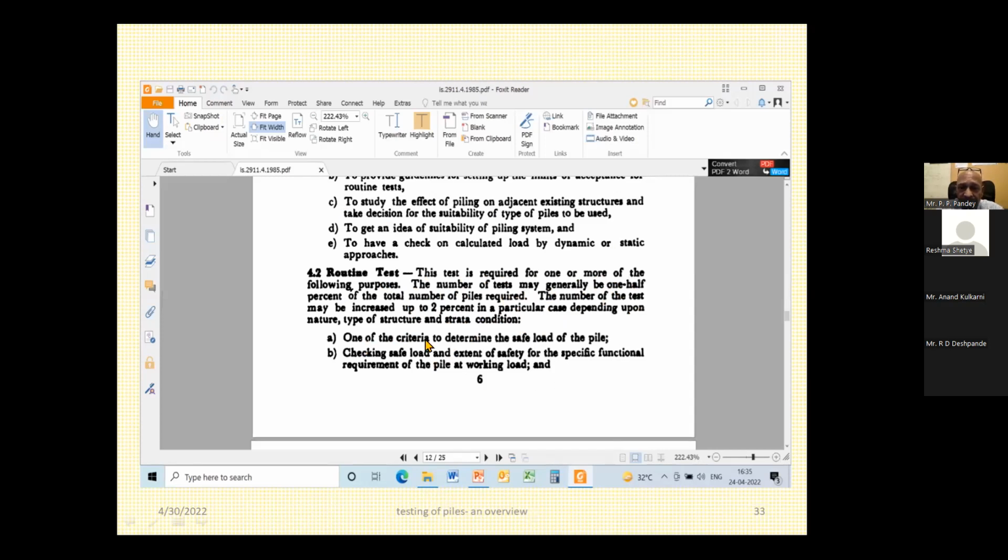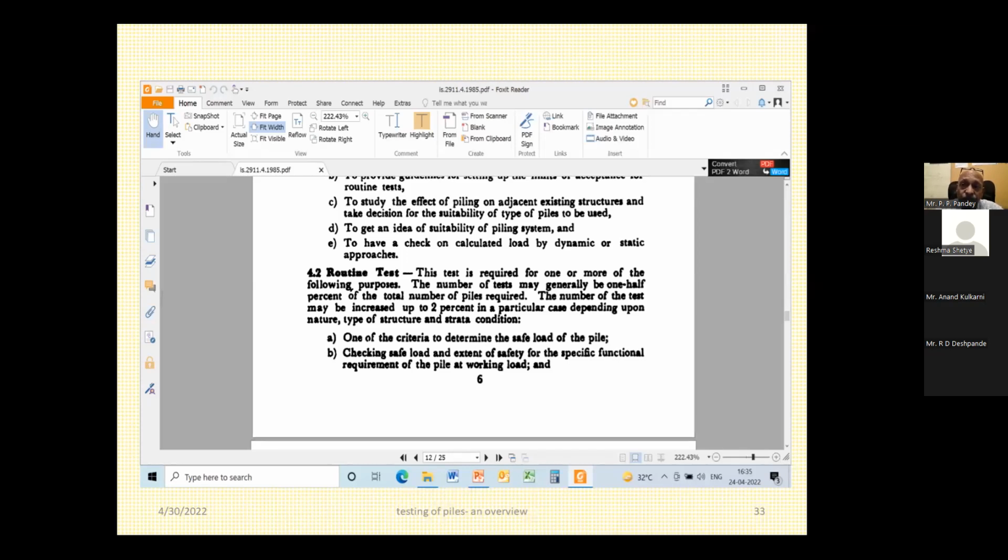And the purpose is one of the criteria to determine the safe load of the pile, checking safe load and extent of safety for the specific functional requirement of the pile at working load. Okay. A routine test is done on the field piles, working piles. Working piles are those piles which will bear the load of the structure.